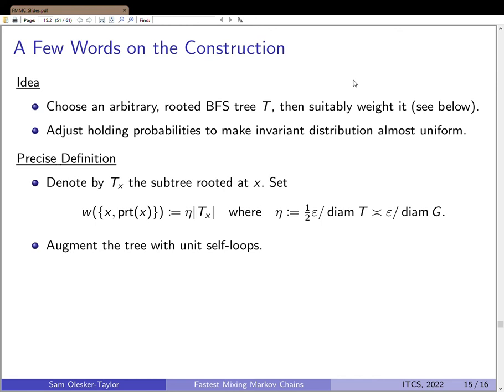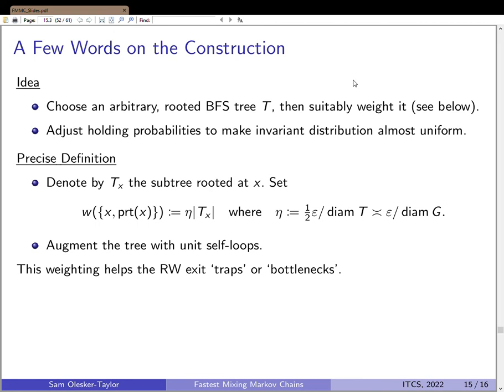But the key for choosing a breadth first search tree, and actually the only reason for choosing this, is that the diameter of this BFS tree is the same order as the diameter of the graph. It's obviously at least the diameter of the graph, but it's actually at most twice the diameter, because you could just go via the root. So all you need is a tree that has diameter the same order as the diameter of the graph. We then augment this weighted tree with unit weight self loops.